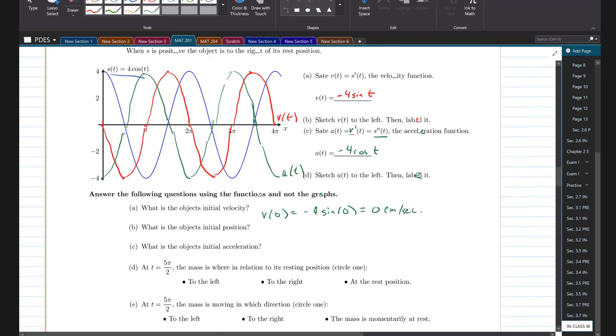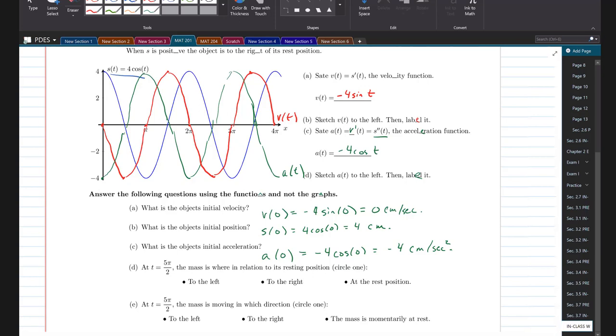What is the object's initial position? That's s of 0, which is 4 times the cosine of 0, which is 4. So its initial position is 4 centimeters. What's the object's initial acceleration? a of 0 is equal to minus 4 times the cosine of 0, which is minus 4 centimeters per second squared. Why squared? Because I've taken two derivatives, and each derivative divides by a difference in time values. The first divides by seconds, so the second divides by seconds squared.